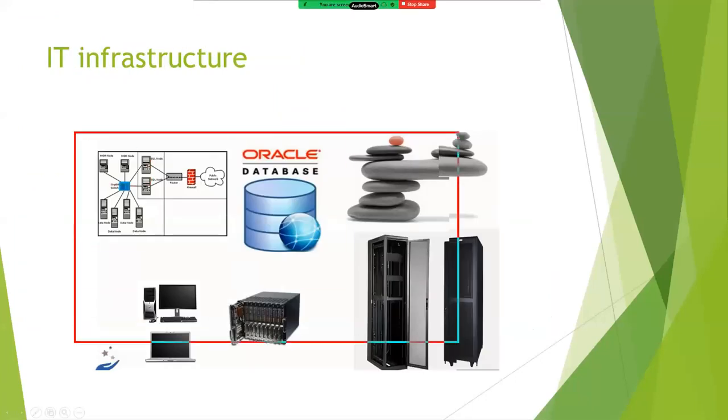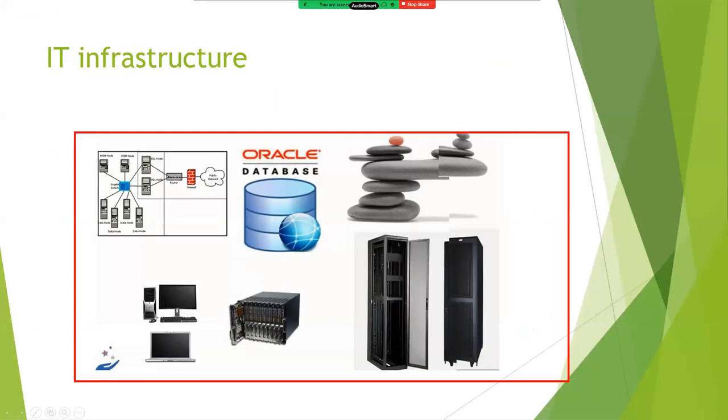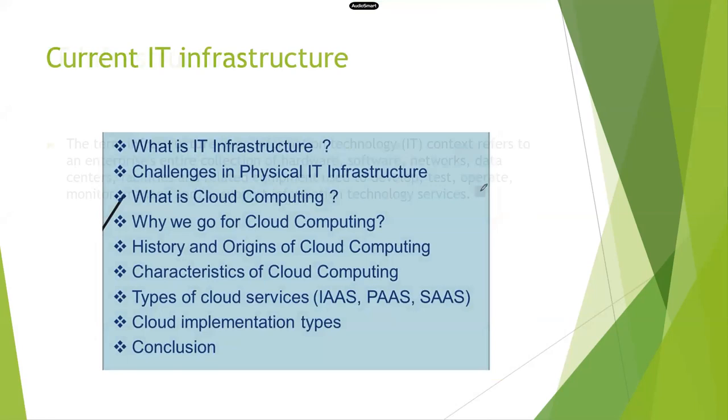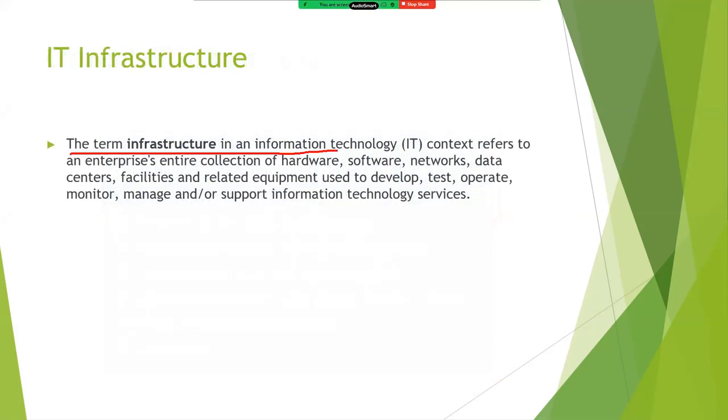Now see, this is the IT infrastructure. Whatever things are visible, we can call it IT infrastructure. For example, you have entered into the office. What all things appear, we will call IT infrastructure. Am I right? Like server, storage, network, server racks, cables, and the internet. Simply we can say, IT infrastructure refers to an enterprise's entire collection of hardware, software, network, data center, and facility-related equipment.